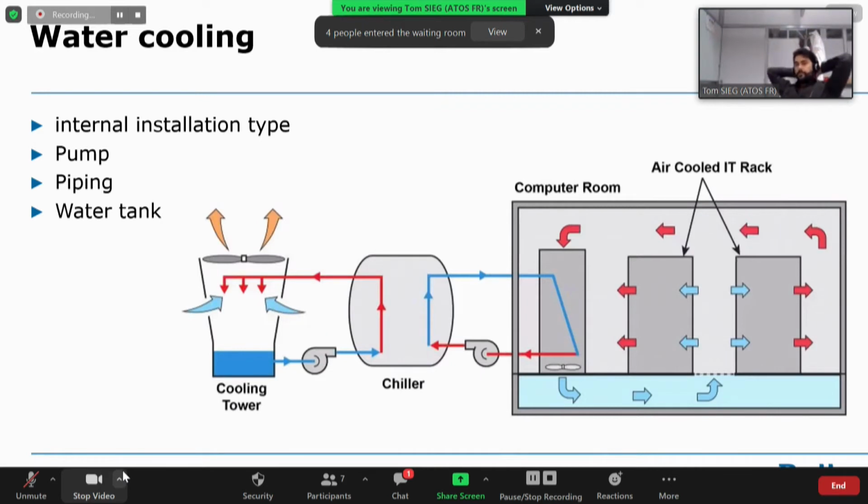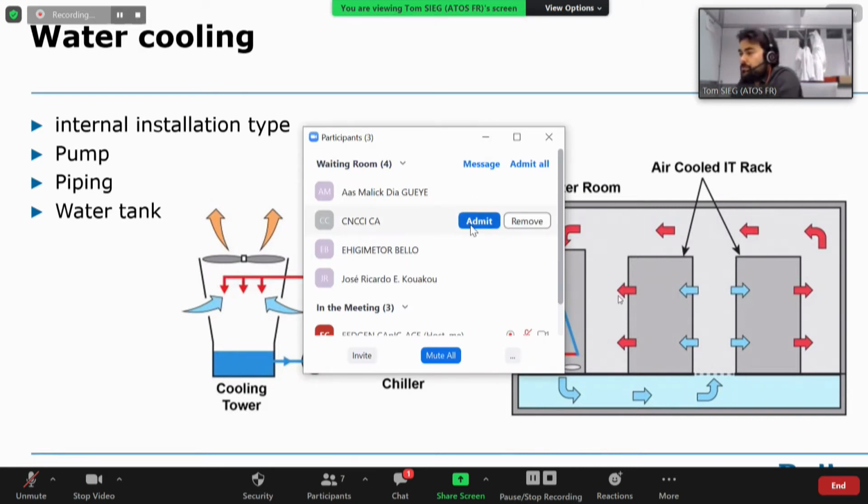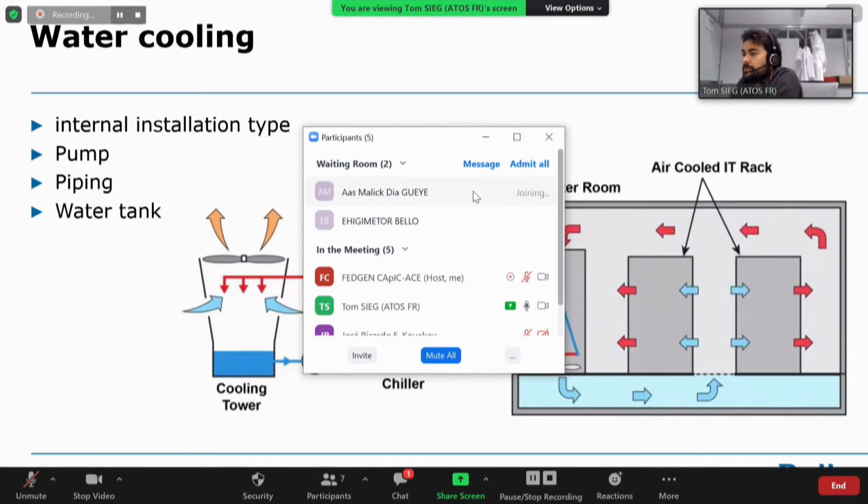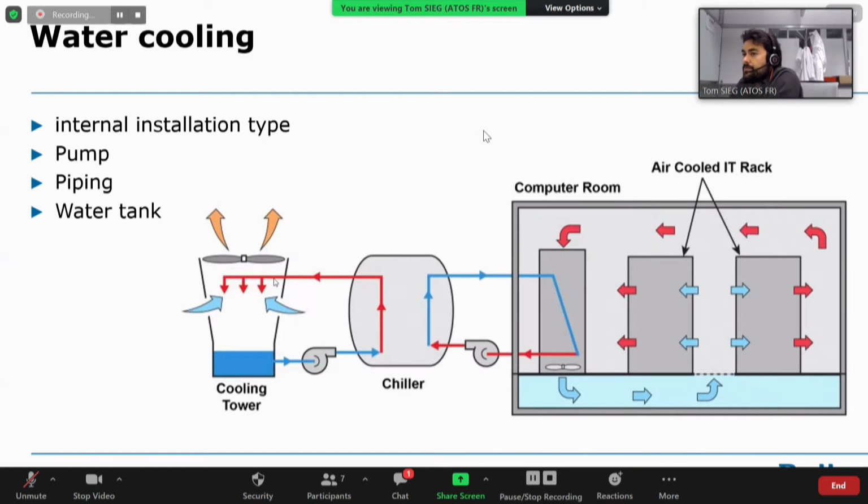Into a data center, you will need an internal water circuit. You have your IT room, data center room, compute room, and inside this room you will have an air regulator, which we will see after, or a direct cooling to the rack itself. In many different systems, it's very useful to have two different circuits and a chiller in the middle.